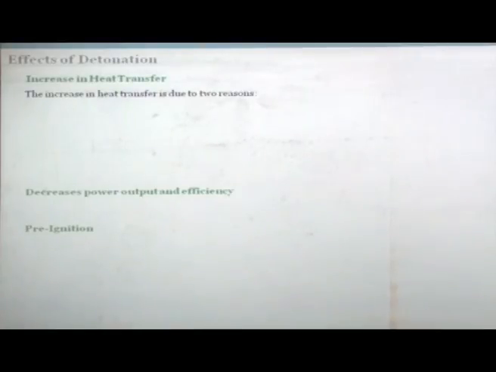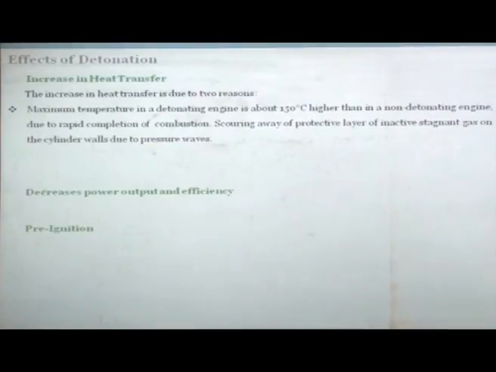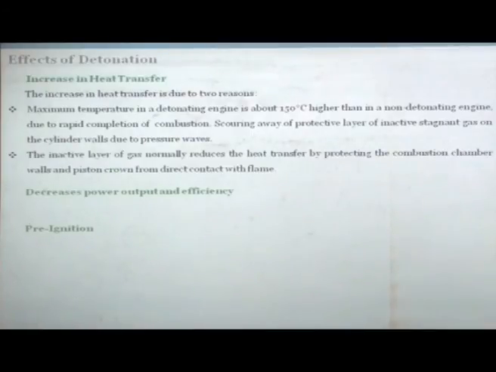Certainly, when you have vibrations, all the stagnant air layer around the cylinder, they get disturbed, and this increases the heat transfer. Maximum temperature in a detonating engine is about 150 degrees higher than non-detonating engine. So even the Tmax is higher. So if the Tmax is higher, obviously, more heat will go out from the engine combustion chamber, scoring away the protective layer of the inactive stagnant gas which is present on the cylinder walls, which will be done by these pressure waves. The inactive layer of the gas normally reduces the heat transfer by protecting the combustion chamber walls and piston crown from direct contact with the flames.